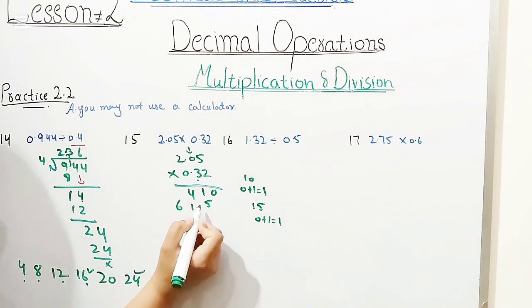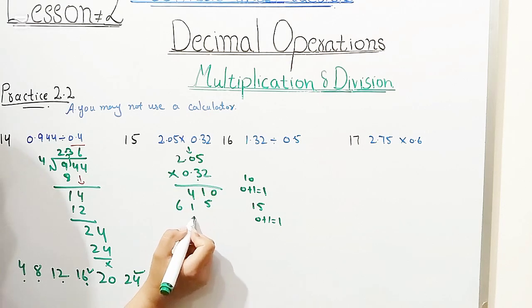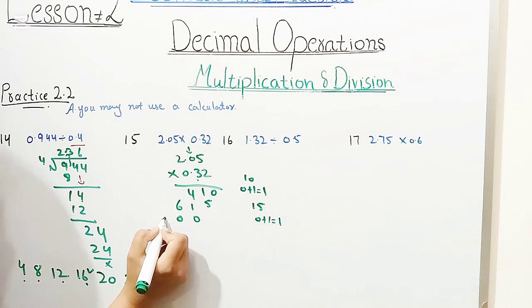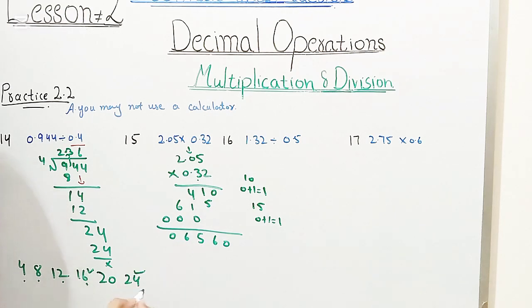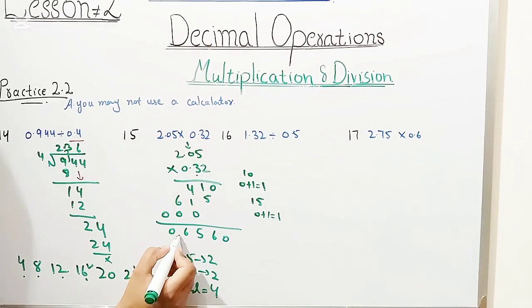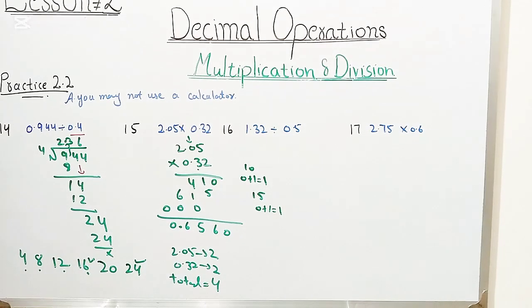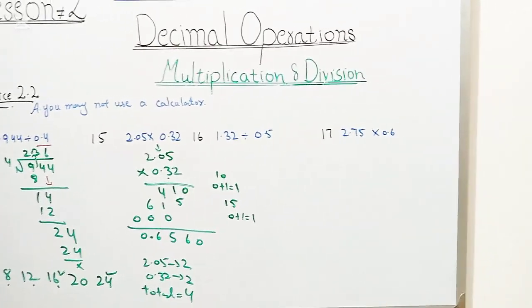3 2s are 6. Now 0 multiplied, I will write from the thousands place, 0 0 2 0 0. I will add them. 5 plus 1, 6, 4 plus 1, 5, 6 0. Okay. Now 2.05 has 2 decimal places. 0.32 has 2 decimal places. Now the total will be 4. Now I will count from the right side. 1 2 3 4. We will place the decimal after 2 from the right side. Now question number 16.